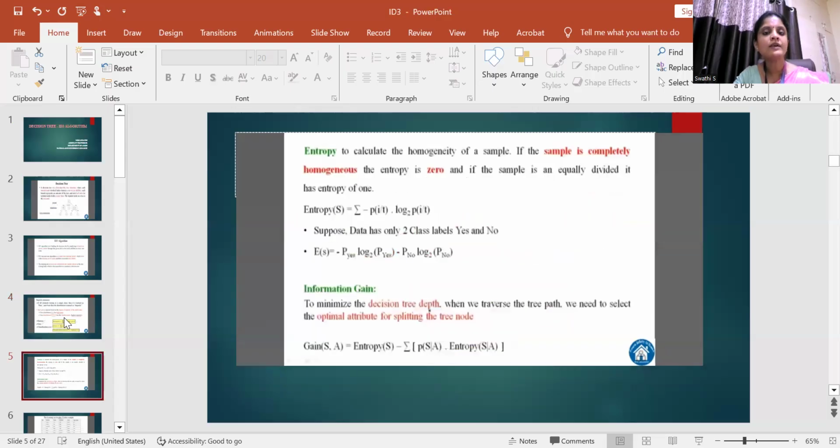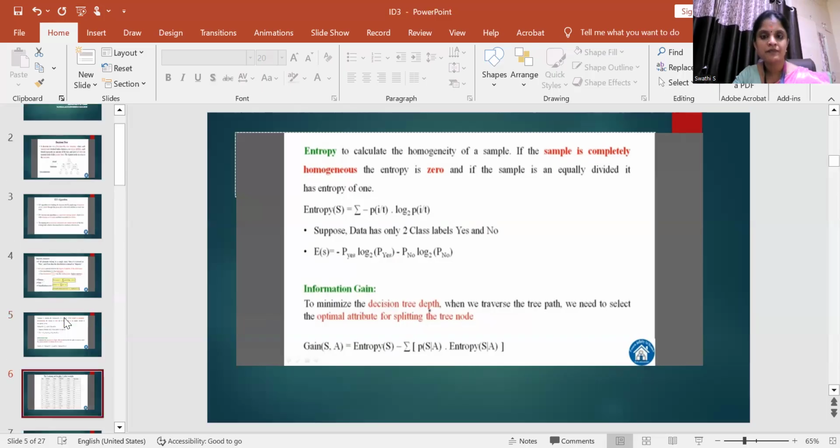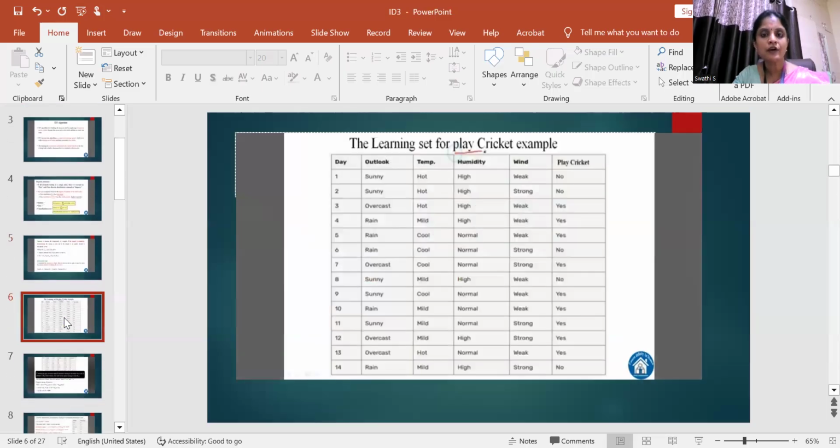So the formula for calculating the entropy is entropy of S equals summation of minus P of I into log 2 P of I, that is how many yes and how many no. The formula for information gain is entropy of S minus summation of |S_v|/|S| into entropy of S_v. So this is the example for a decision tree algorithm.